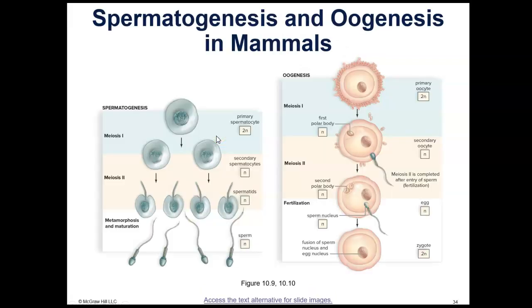So this is just an illustration of the life cycle of humans. Then you see an illustration here of spermatogenesis and oogenesis, which occur in the gonads of humans.